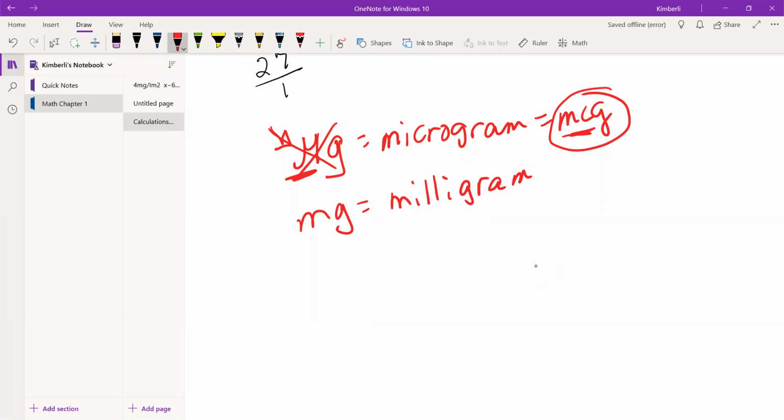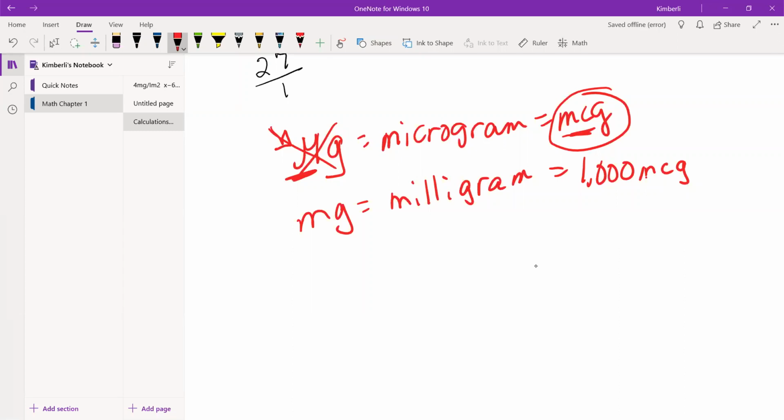It's because there are 1,000 micrograms in 1 milligram. And there are 1,000 milligrams in a gram. So that means that there are 1,000,000 micrograms in a gram. So that can get really confusing, and it can also cause you to make a calculation error by an order of 1,000, and we don't want to do that, of course.